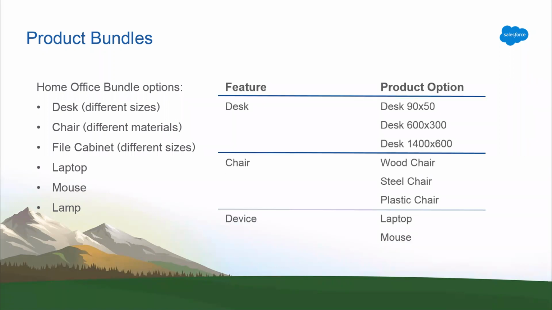A feature here is just a categorization, a combination of options. So here we have different sizes of desks that are under the feature desk. Also different kinds of chair material: wood, steel, and plastic under the feature called chair. There are also the laptop and the mouse under the devices feature. So let's see this in CPQ.